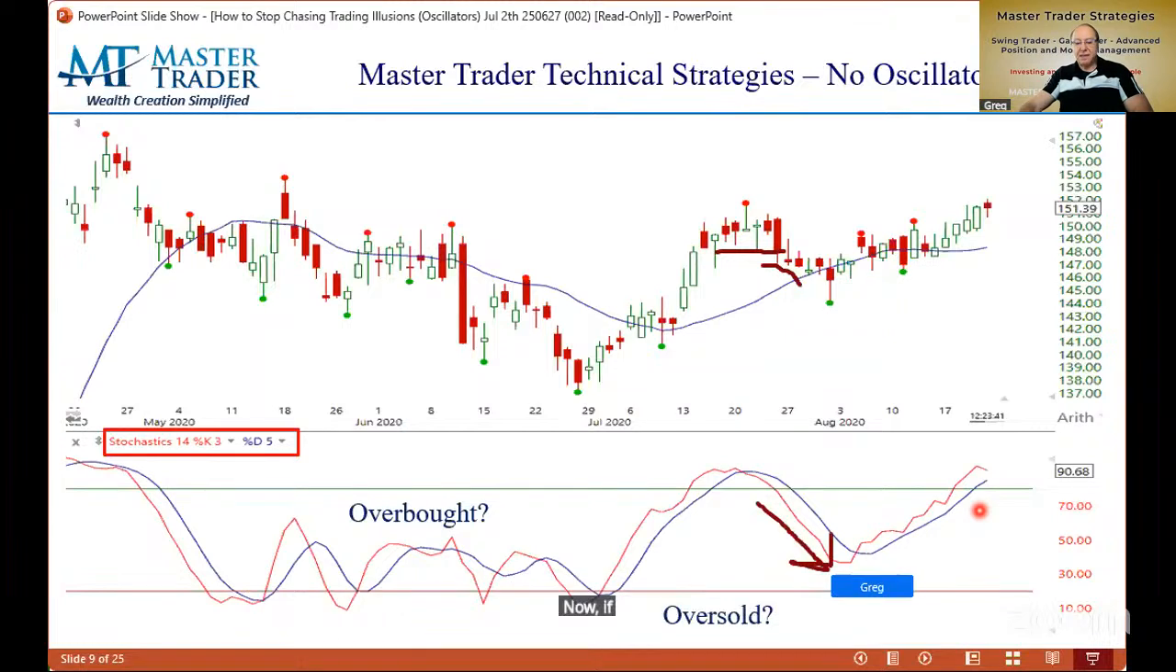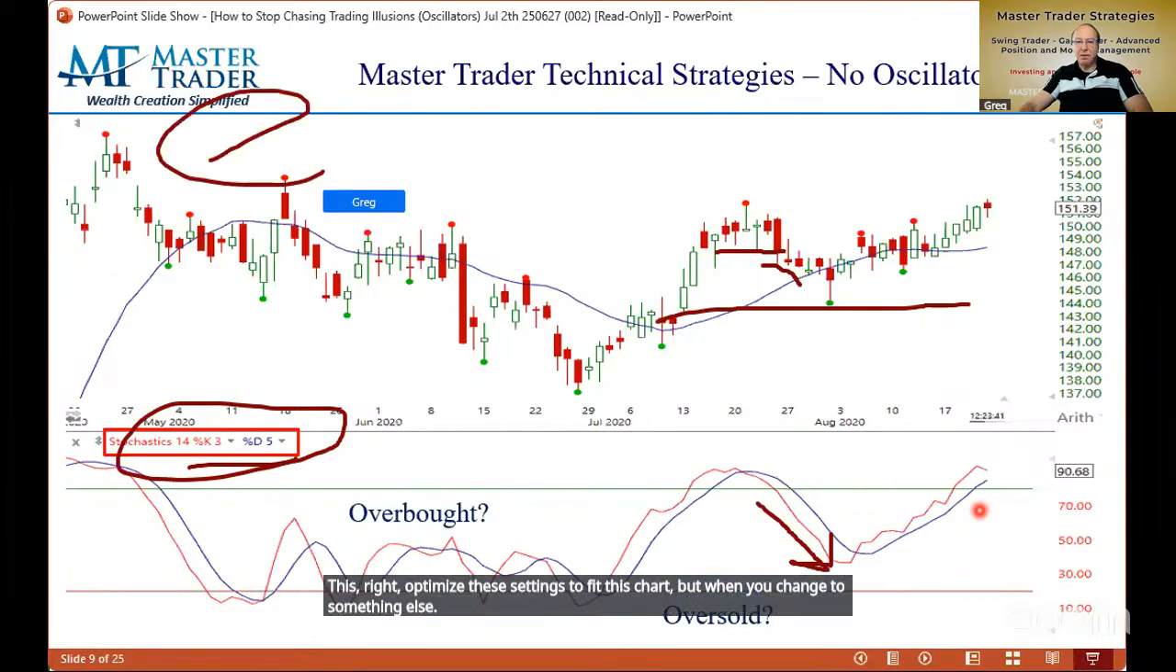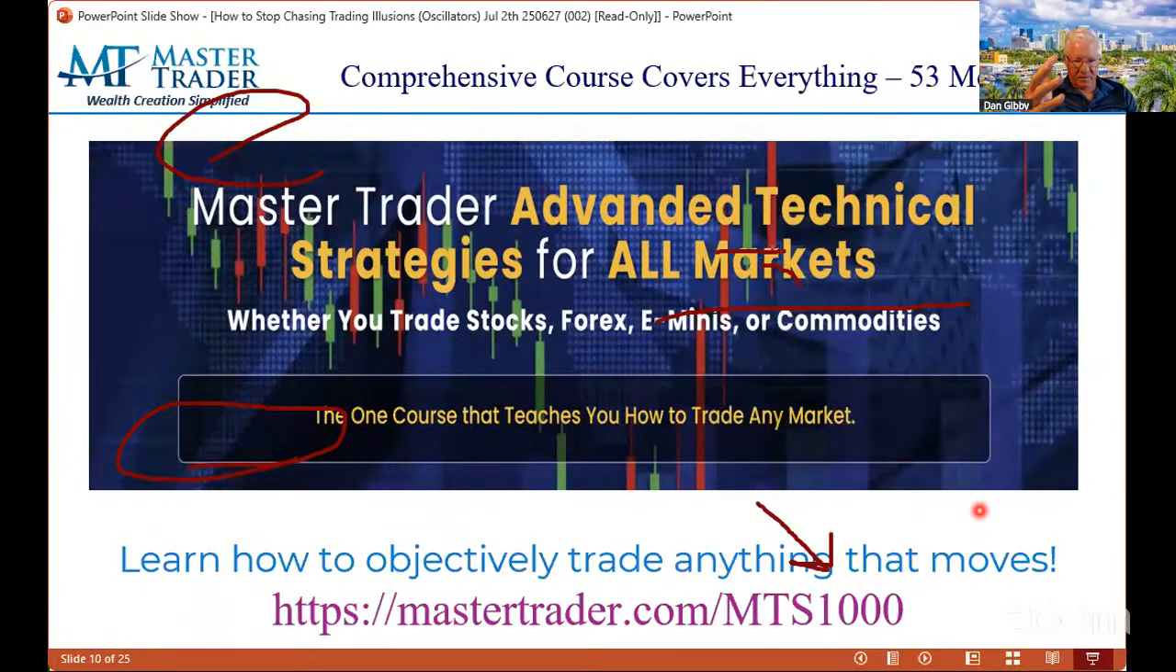Now, if you change the settings, this won't go down so fast. So you try to match this, optimize these settings to fit this chart. But when you change to some other symbol, now this doesn't work. So now you start changing it again. It just becomes a spiral into the abyss. I tell them how to get out of the abyss.